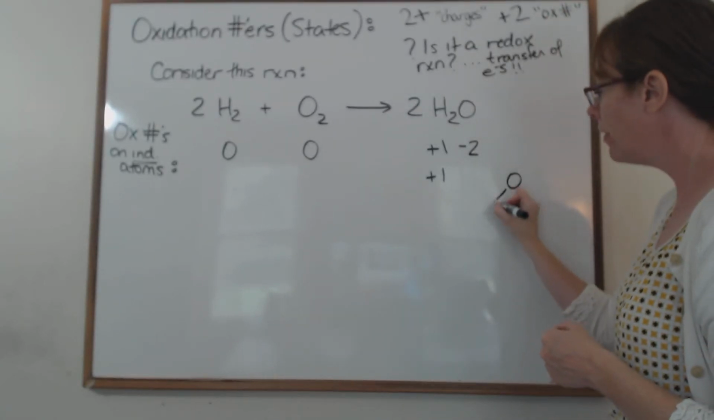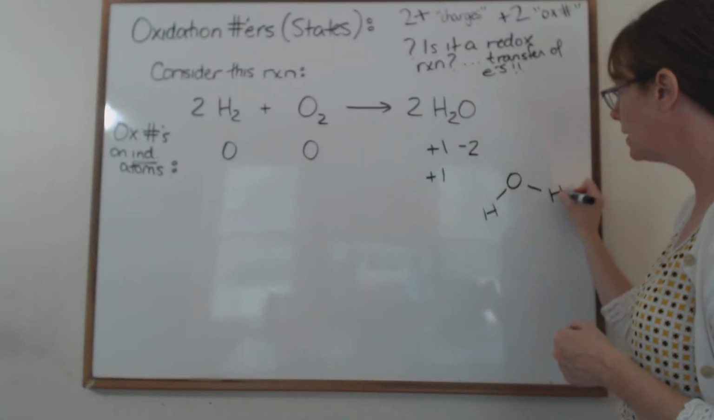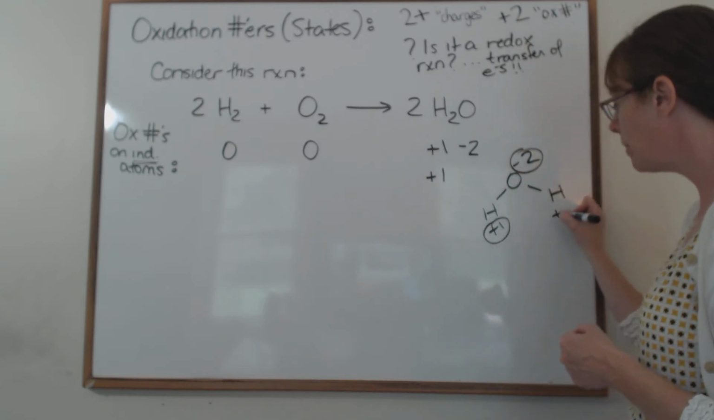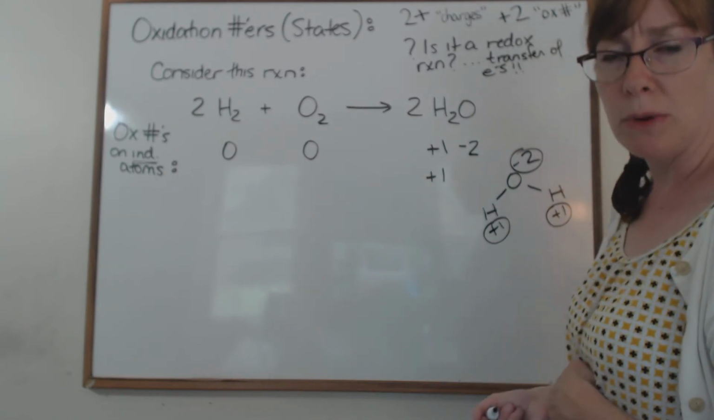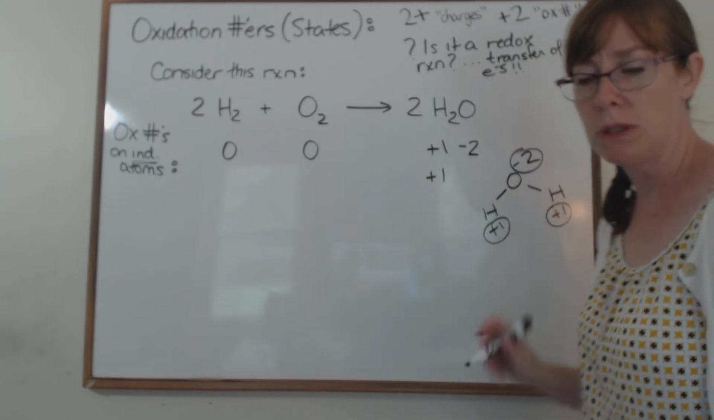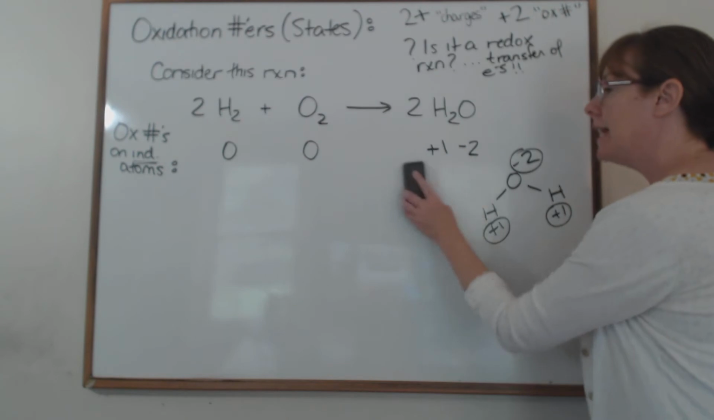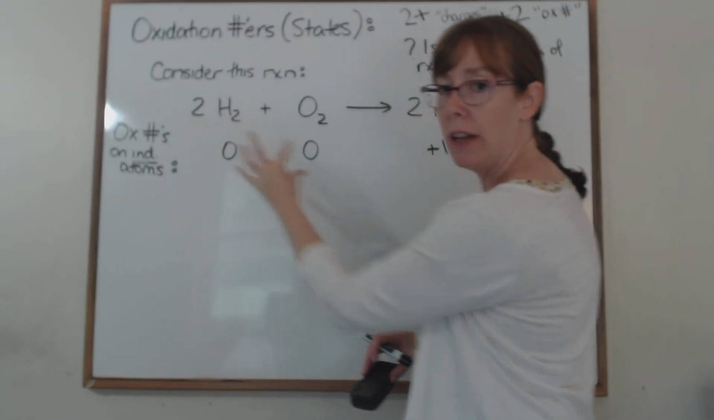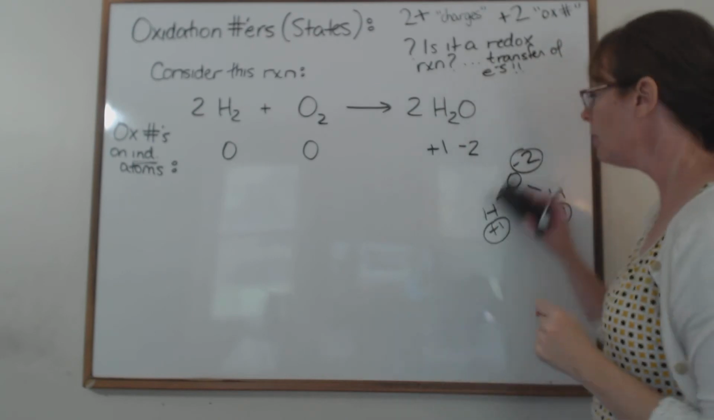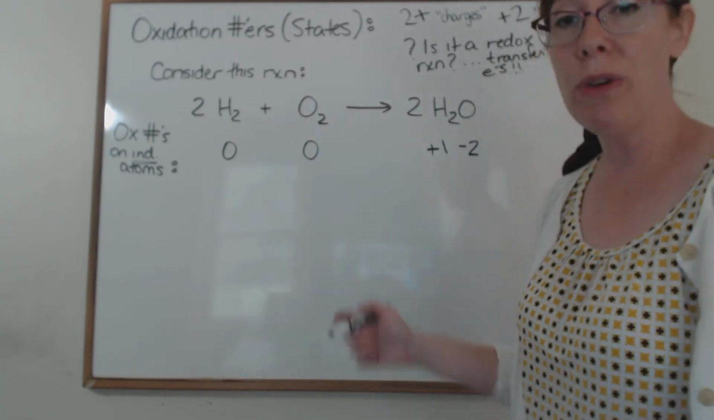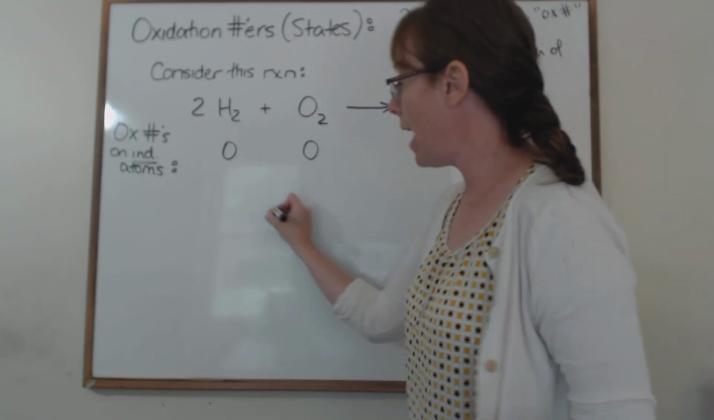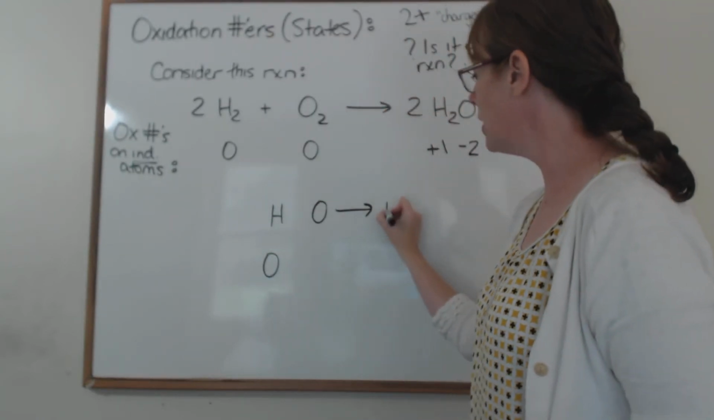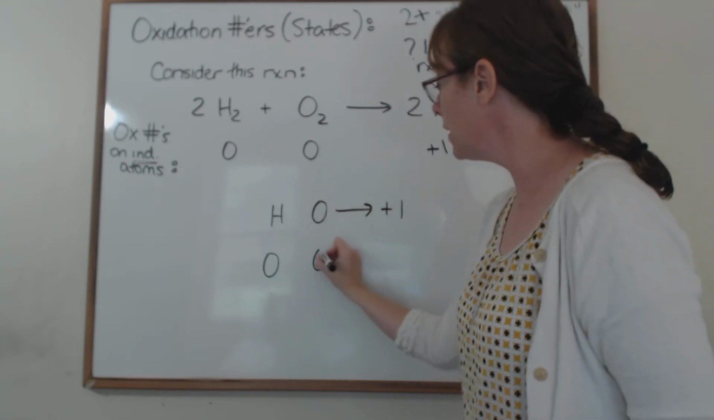If you know how to draw the compound, certainly you could do it like this. -2 for him, +1 for him, +1 for him. But we haven't really learned how to draw most molecules yet, so that wouldn't really help you with most of the things. But at the end of the day, you don't really want to record that second one. You should just have one number recorded for each type of atom. And from there, you can do the analysis. What happened to hydrogen? What happened to oxygen? Hydrogen went from 0 to +1. Oxygen went from 0 to -2.